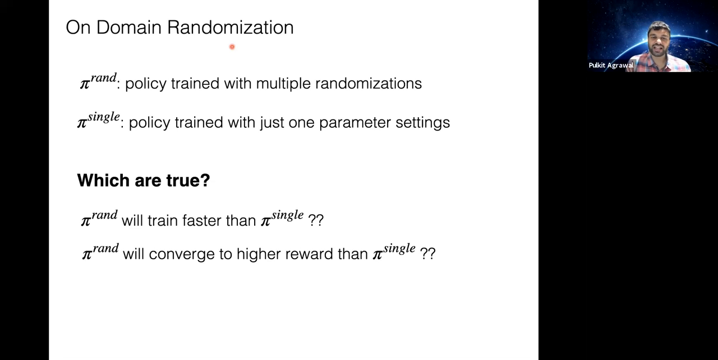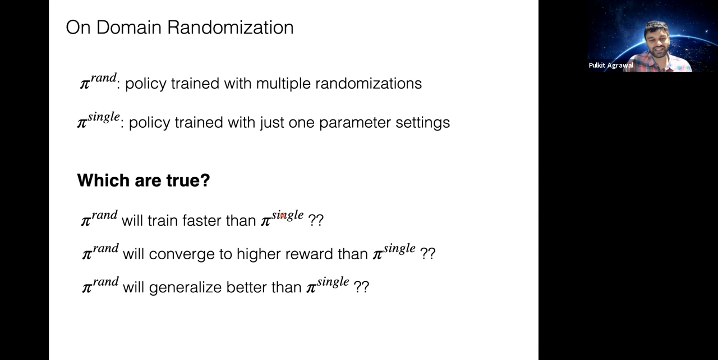So that is largely true. If you just have one parameter setup, it's very easy to overfit to that one parameter setting, and therefore you can achieve much higher reward, versus if you have to learn a policy which needs to fit across a bunch of parameters. So the answer is, no, it's not going to converge to a higher reward in this particular scenario.